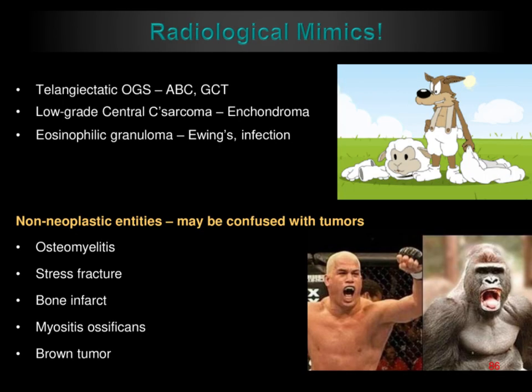Similarly, there are radiological mimics like telangiectatic osteosarcoma, aneurysmal bone cyst and giant cell tumor, which may all look like each other. Low-grade central chondrosarcoma may look like an enchondroma. Eosinophilic granuloma may look like Ewing's sarcoma or some osteomyelitis. There are certain non-neoplastic entities which may be confused with tumors like osteomyelitis, stress fracture, bone infarct, myositis ossificans and brown tumor.